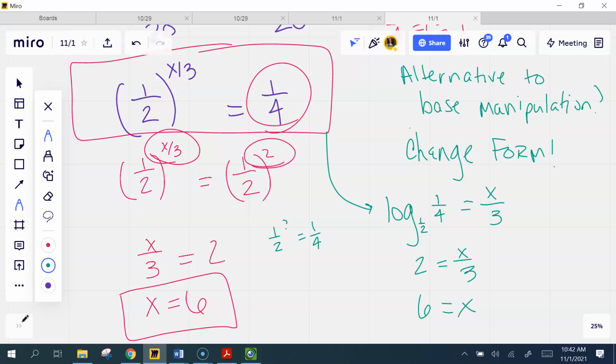Everybody okay? You want to do another one? Let me give you one to try. Some problems lend themselves to one way or the other, but you do whichever way you like. I won't say solve it with base manipulation or solve it by logs. I'll just say solve. So you can do whichever way you're more comfortable with. Yes, you'll have a calculator.